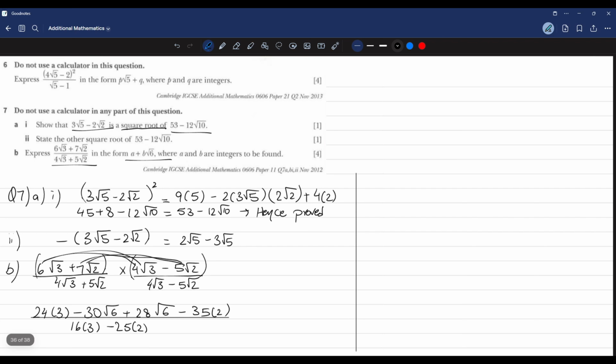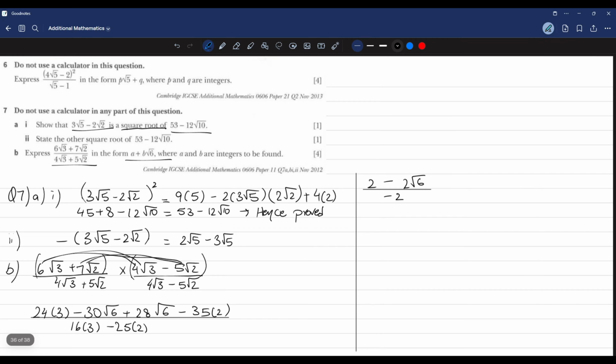Okay, so if I were to simplify this, what is 24 multiplied by 3? It's 72. And 35 multiplied by 2 is 70. We all know that. So 72 minus 70 is positive 2, and minus 30 under root 6 plus 28 under root 6 is going to give us negative 2 under root 6. Divided by, simplify the denominator: 16 multiplied by 3 is equal to 48, and 48 minus 50 is negative 2. Now we can simplify this.